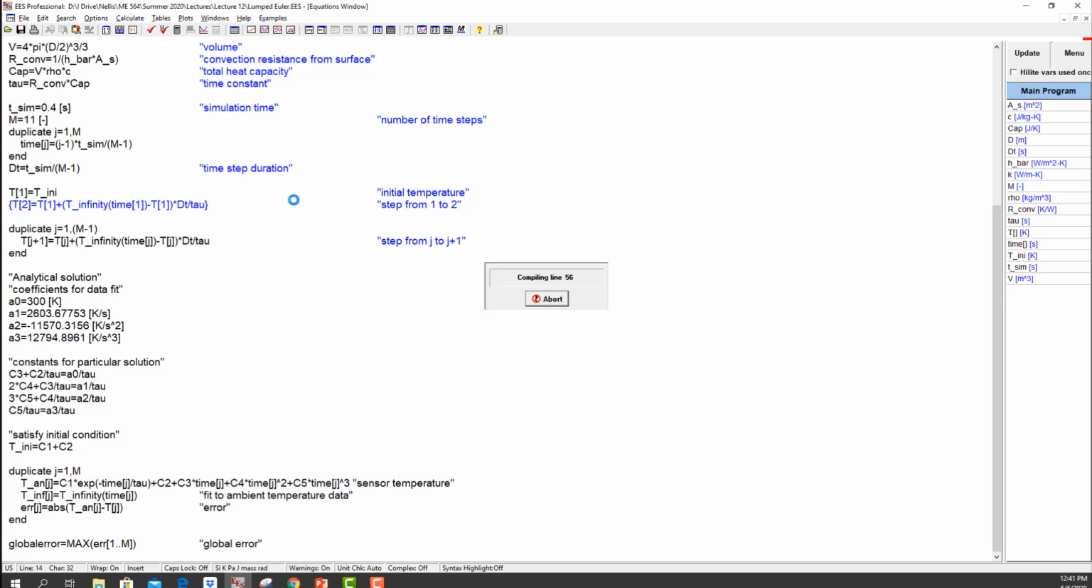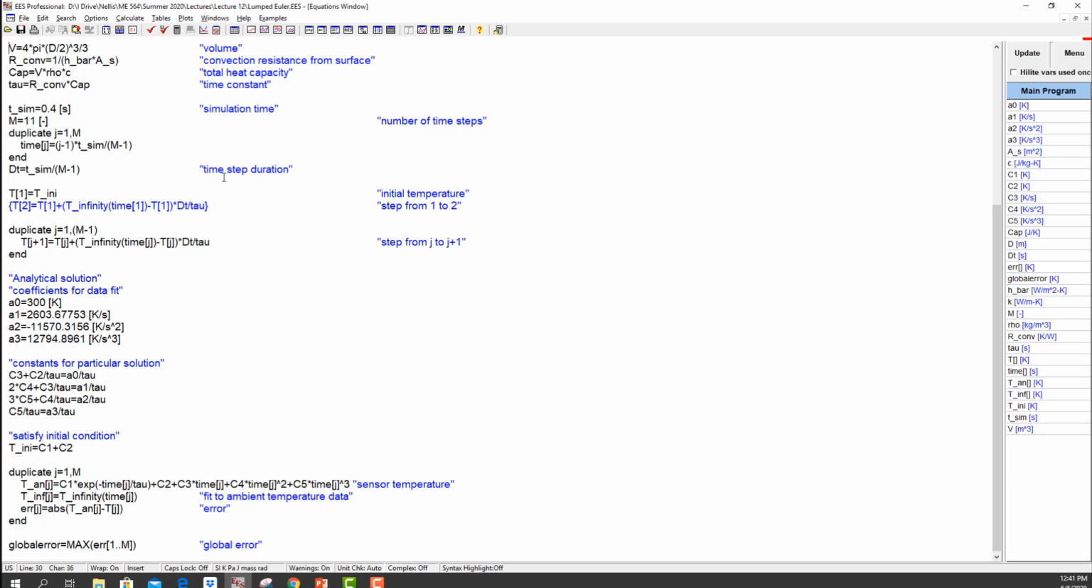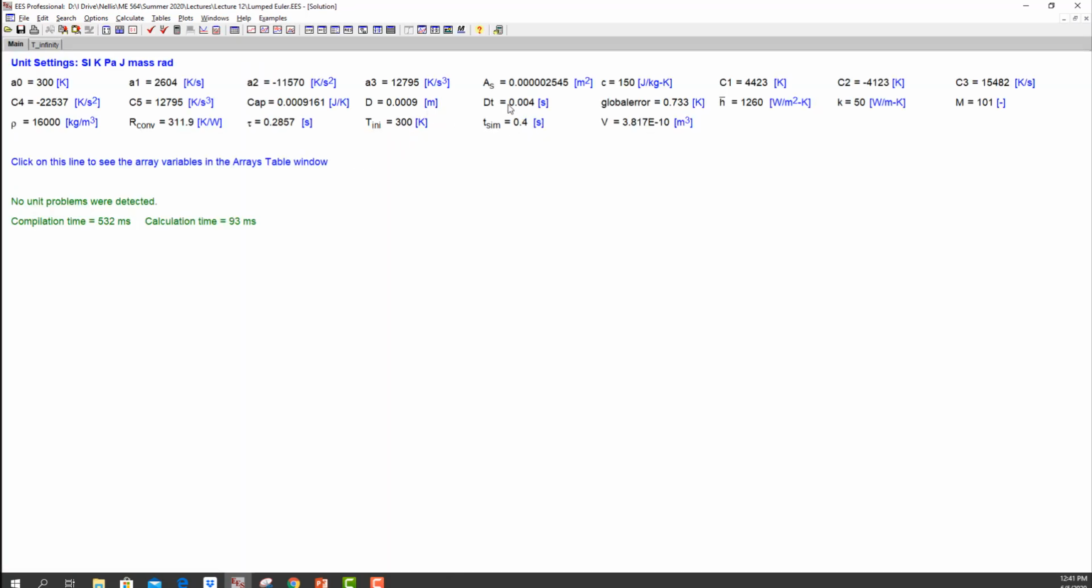So right now, my time step is 0.04 seconds, and my global error is about 8.5 Kelvin, right? So if I want that global error to go down, obviously I need to take more time steps. So you need to use a smaller time step duration. So I'm going to, instead of doing 10 steps, I'll do 100 steps. So now my time step is 4 milliseconds, and my global error has gone down to about 0.73 Kelvin.